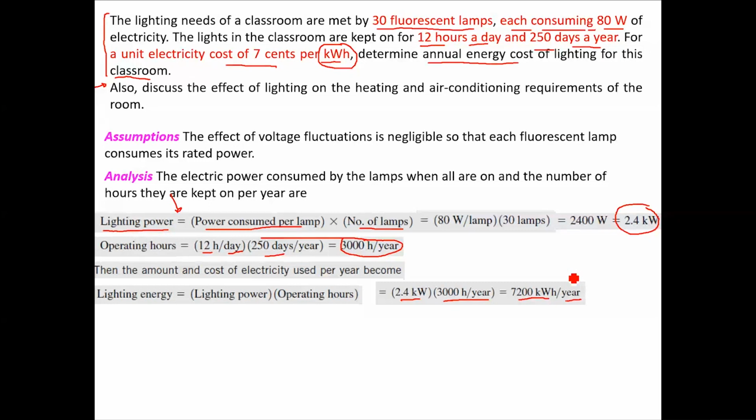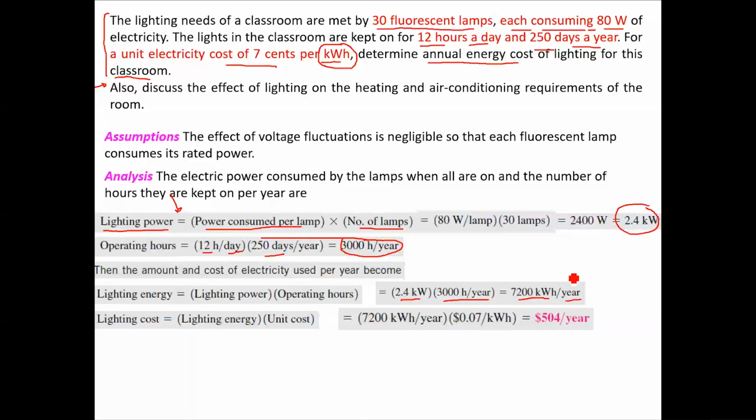You know the price of 1 unit, which is 7 cents. So for 7200 units, which is 7200 kilowatt hours, you just have to multiply the requirement with the rate for a unit of electricity, which is basically a kilowatt hour. So 7200 kilowatt hours per year multiplied by $0.07, which is 7 cents, would give you $504 required per year to maintain this load for one classroom. Clear enough? This was very easy and simple.